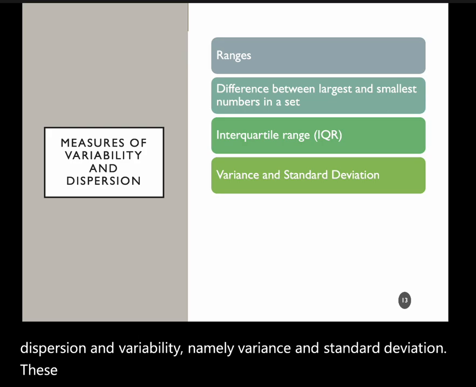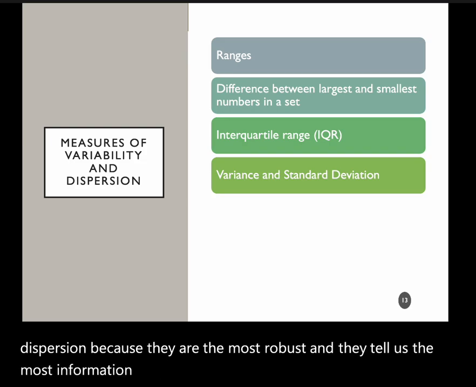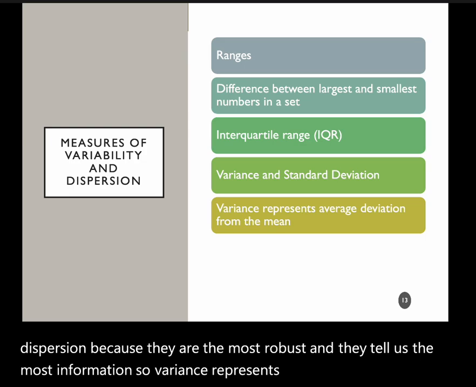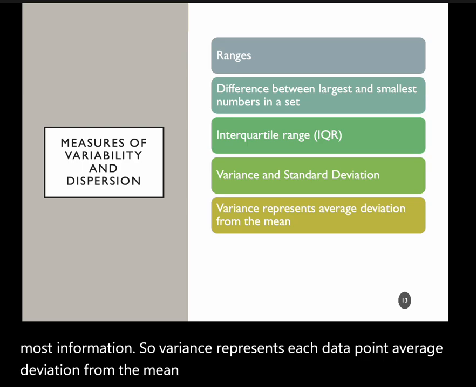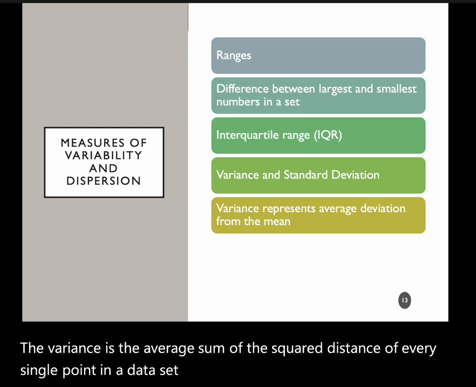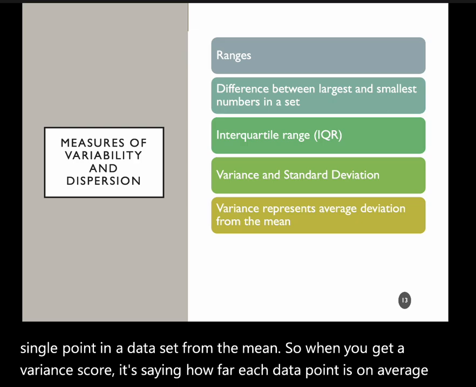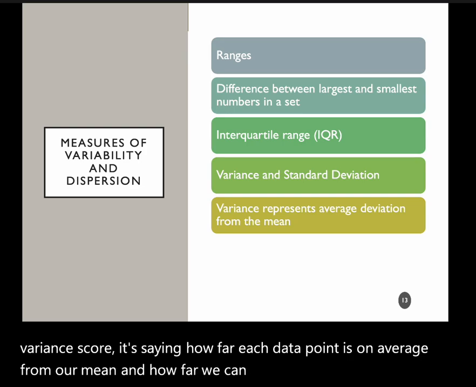These are the two most common measures of variability and dispersion because they are the most robust and they tell us the most information. So, variance represents each data point's average deviation from the mean of that variable. In other words, the variance is the average sum of the squared distance of every single point in a data set from the mean. So, when you get a variance score, it's saying how far each data point is on average from our mean and how far we can expect that to be.